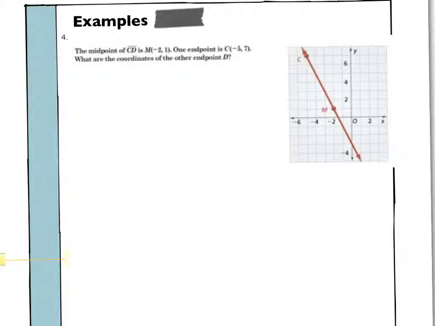So here's example 4. Example 4 says the midpoint of CD is M(-2, 1). And they were giving you an endpoint. An endpoint is (-5, 7), so that's here. So you're getting an endpoint and a midpoint, and it says, what's the coordinate of the other endpoint?